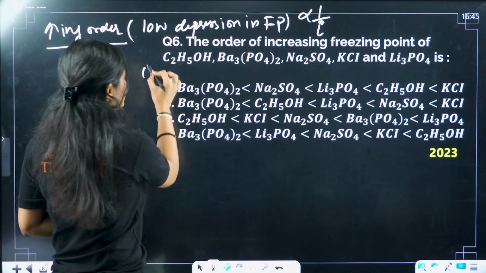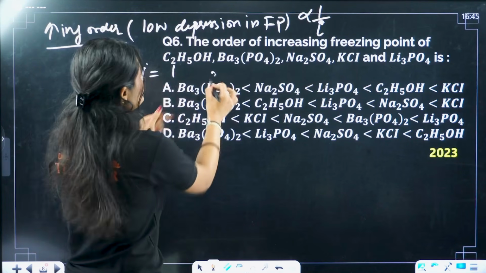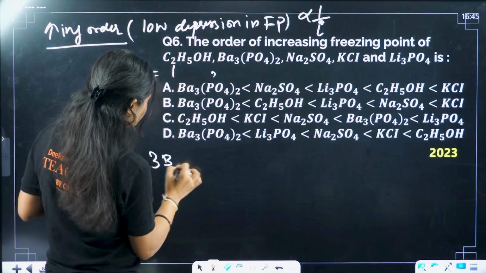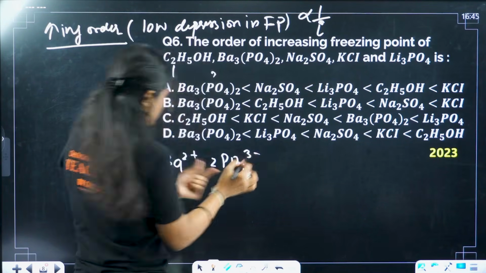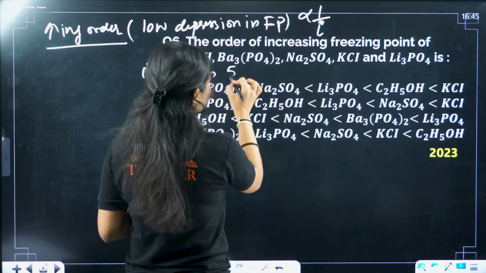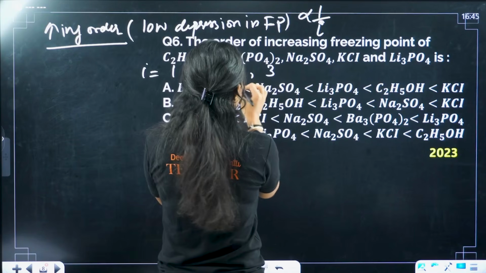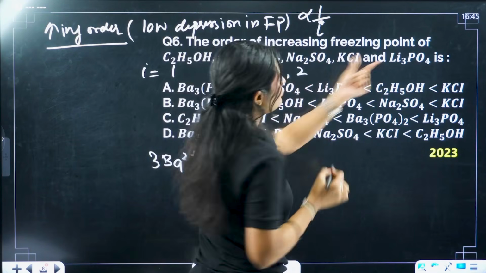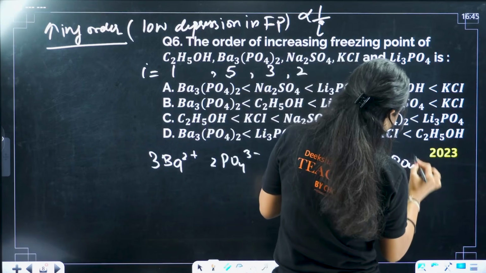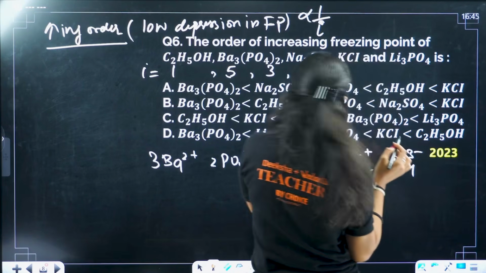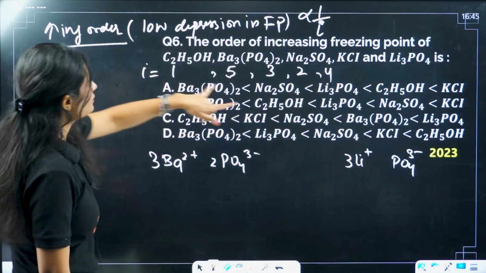For this, I'm just writing the Van 't Hoff factor value. For ethanol, it does not dissociate. It's 1. For this, it will give 3 Ba2+ and 2 PO4 3-. So that is 3 plus 2 means 5. Na2SO4: 2 Na+, SO4 2-, 3. For KCl again 2. For Li3PO4 it gives 3 Li+ and PO4 3-. Clear? Yes, that means there are 4.